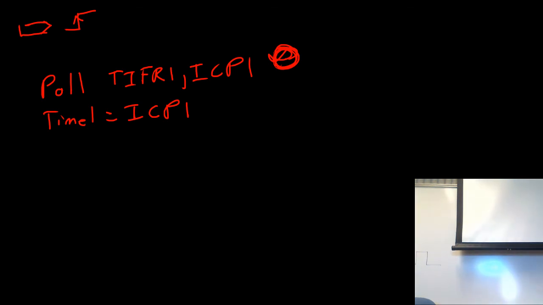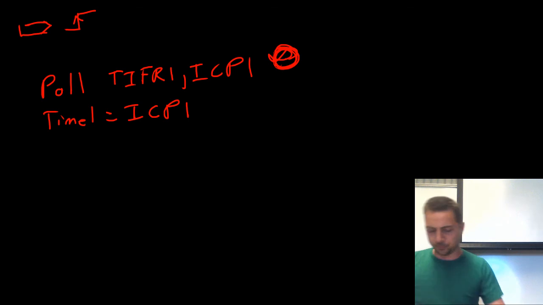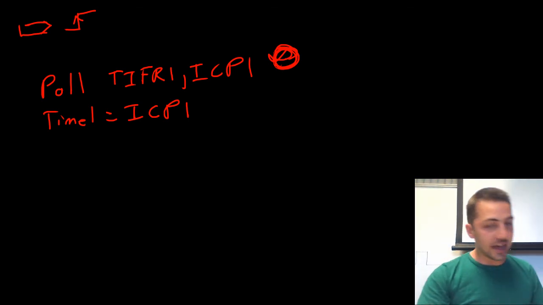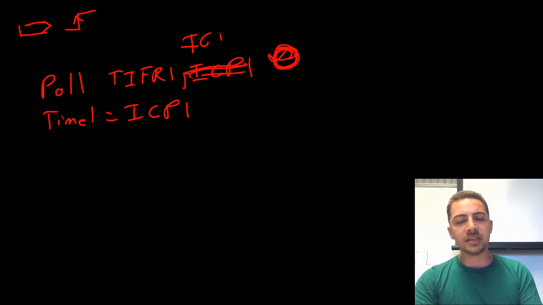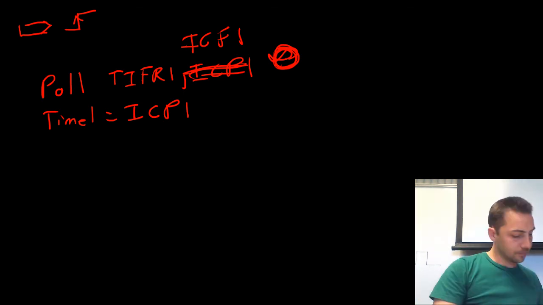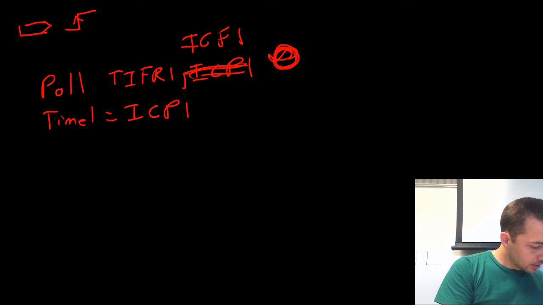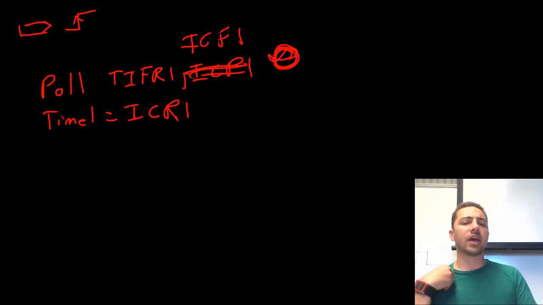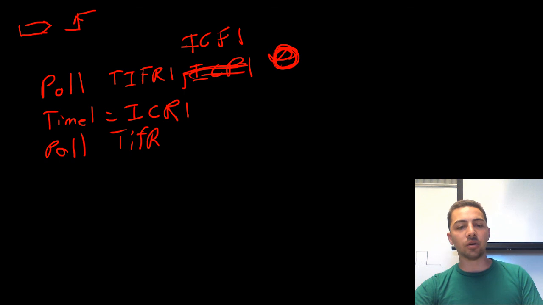Yes. Okay. So the flag that I want to look for here is the TI flag register right there, ICF1. And the register that's all going to go into for timer 1, time 1, is ICR1. Not ICP, ICR. Input capture register. Then I'm going to poll the TI flag register for ICF1 again. It's going to sit there doing this over and over and over again.